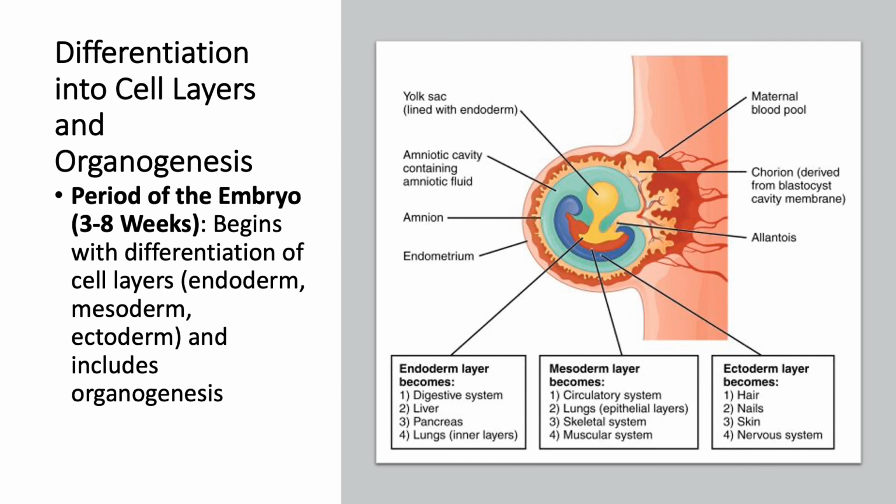And this is also going to require, right after implantation and organogenesis, the support structures are going to develop, and that's going to be the placenta, the amnion, and the umbilicus.